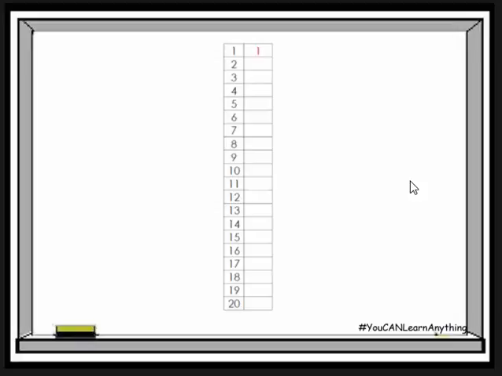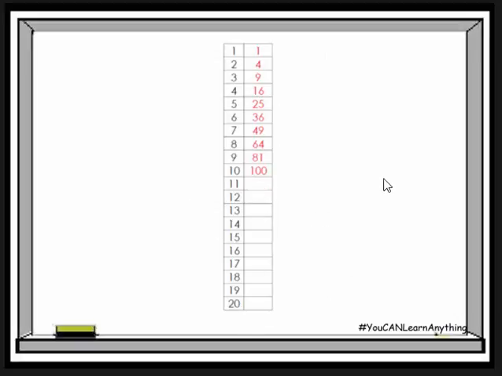So we start with the square root of 1, or the square of 1, that's 1. 2 squared is 4, 2 times 2. 3 squared is 9. 4 squared is 16. 5 squared is 25. 6 squared is 36. 7 squared is 49. 8 squared is 64. 9 squared is 81. And 10 squared is 100. Now you should know all these. Been in math long enough, you should know those squares.